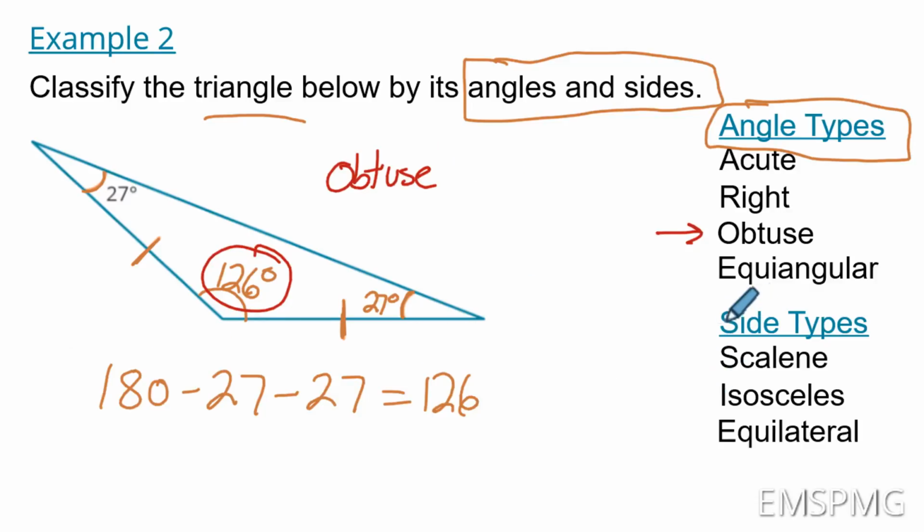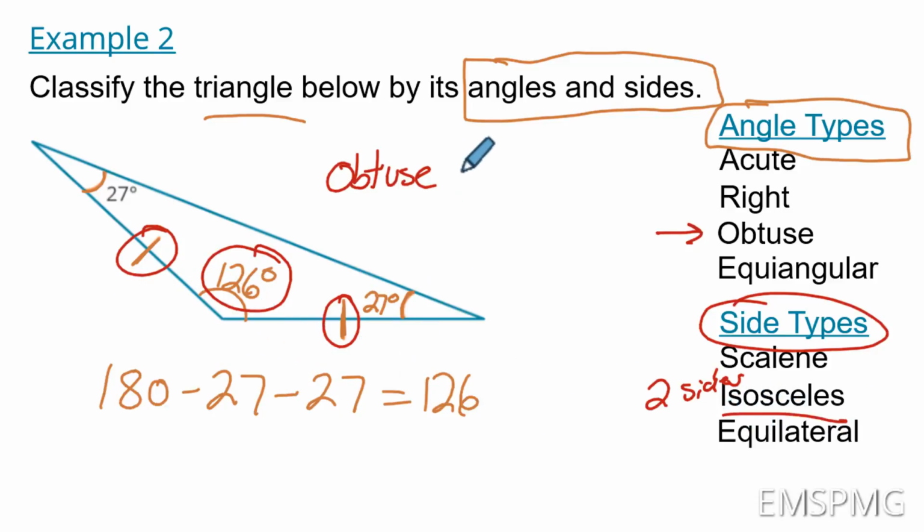And then let's look at side types here. So we got scalene, isosceles, and equilateral. Now remember that isosceles means that two sides are equal. So we see here that this side and this side are equal. So it's an isosceles triangle. And so it is an obtuse isosceles triangle.